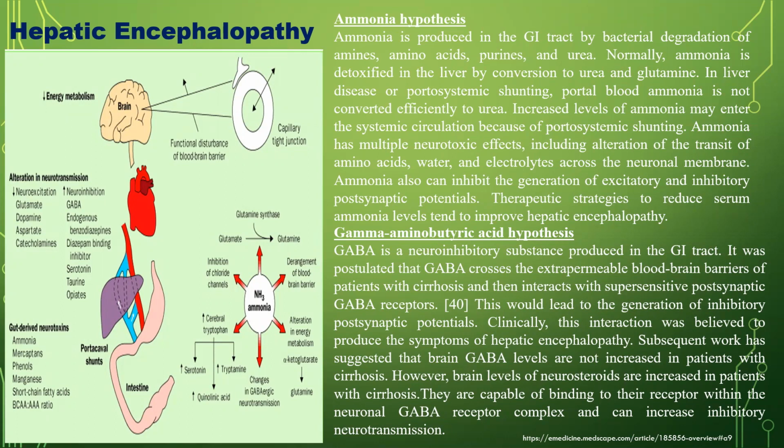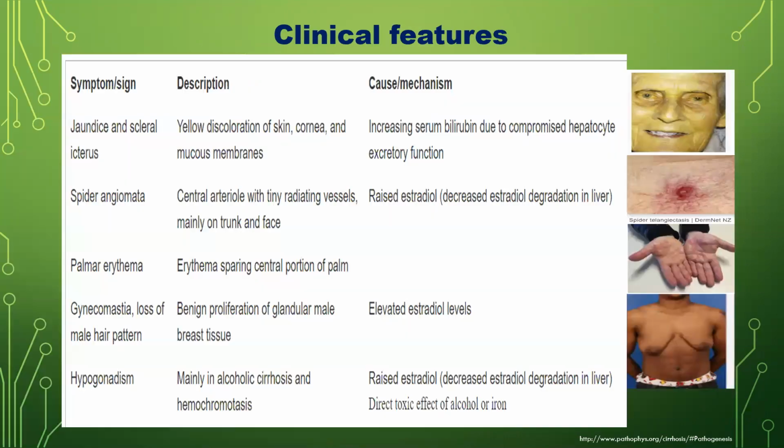Subsequent work has suggested that brain levels of GABA are not increased in patients with cirrhosis. However, brain levels of neurosteroids are increased in patients with cirrhosis. They are capable of binding to their receptor within the neuronal GABA receptor complex and can increase inhibitory neurotransmission.